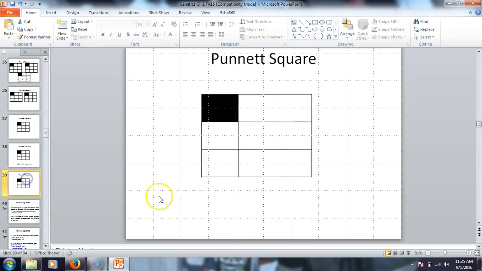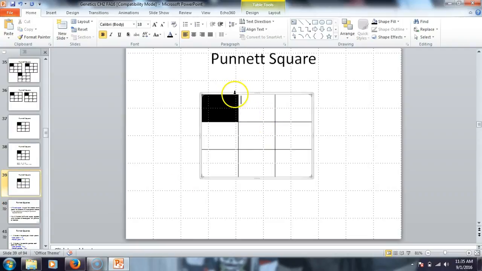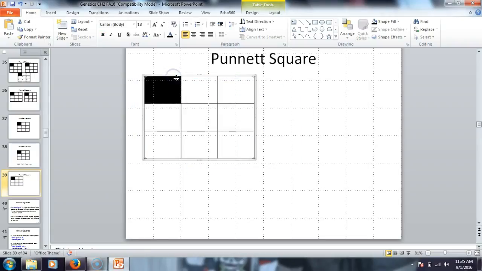So let's actually talk about Rh, which is the plus or the minus, right? So that's a different blood antigen that we talk about. So this will actually be a good one.